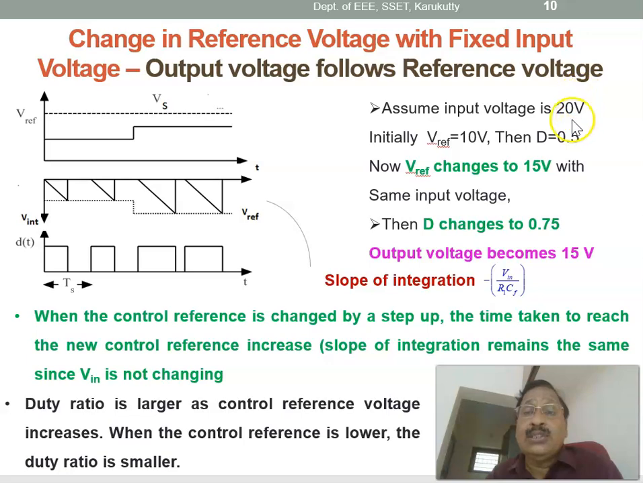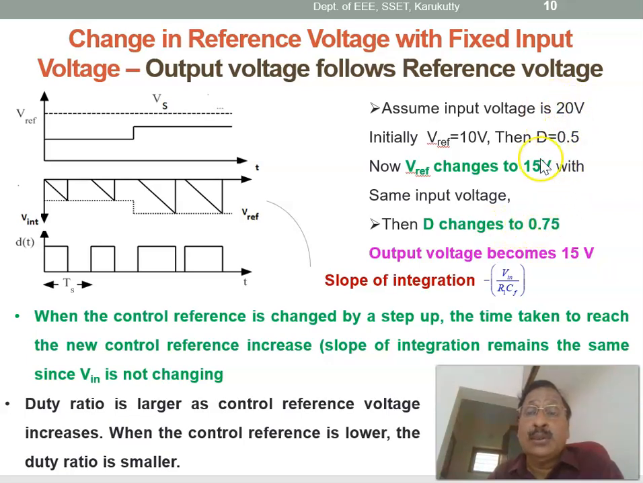Then the duty ratio is given by, because output voltage equal to 10, input voltage equal to 20 means duty ratio equal to 0.5. When the reference voltage changes from, say, 10 to 15 with the same input voltage, you can see that the duty ratio will be between that.